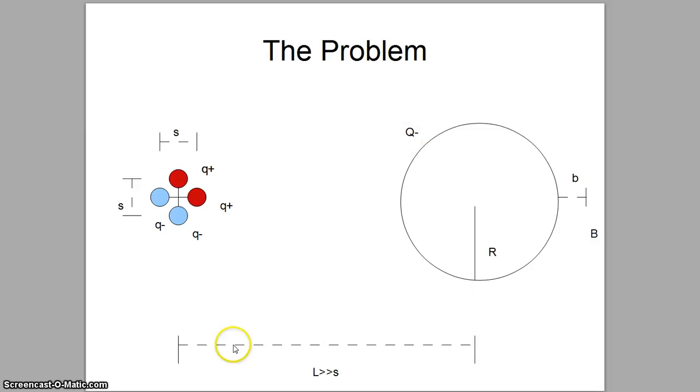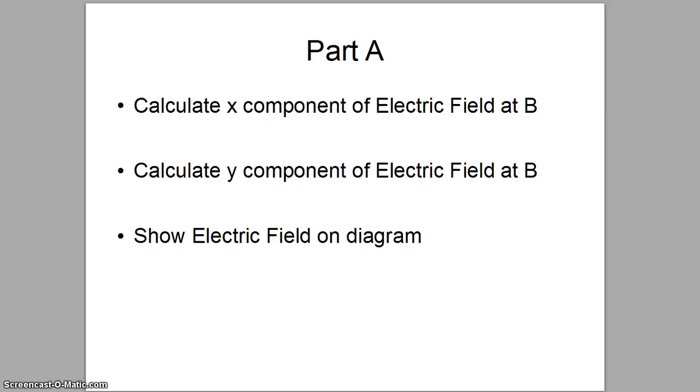Then L away, we have the four charges that we can split into two crossing dipoles. We have our horizontal dipole here, and our vertical dipole here. Later we're going to be able to use the simplified dipole equations because s, the separation distance, is much less than L, our distance to the sphere. For our problems, we're also going to have to know location B, which is distance b away from the right side of the sphere, on the opposite side from our charges. Let's go to Part A.